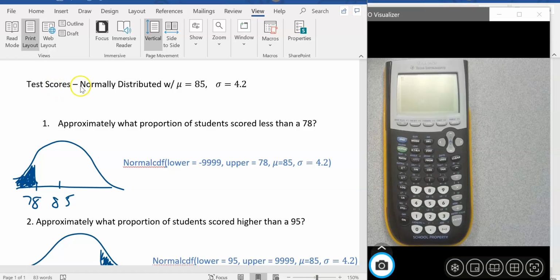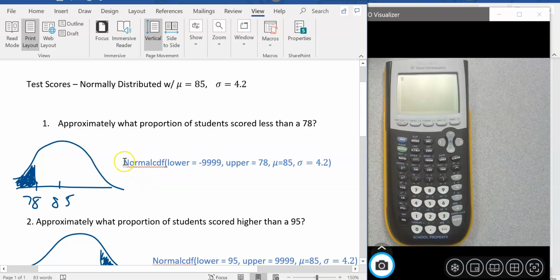Let's say we have test scores that are normally distributed with population mean mu equal to 85 and population standard deviation equal to 4.2. So they want to know approximately what proportion of students scored less than a 78. I still like the picture because it helps you come up with what to do with the calculator. Typically we would find the z-score, look the z-score up in table A.